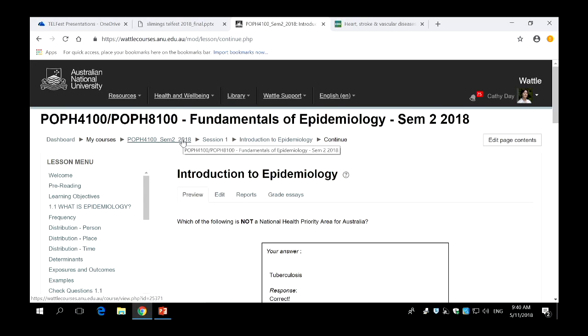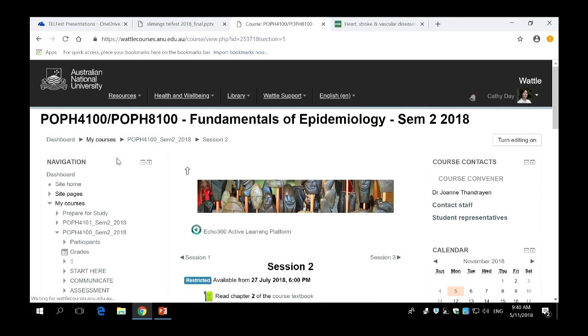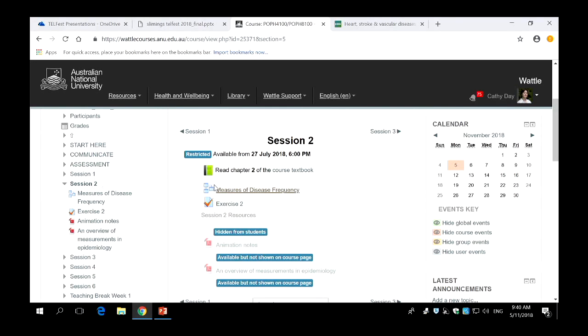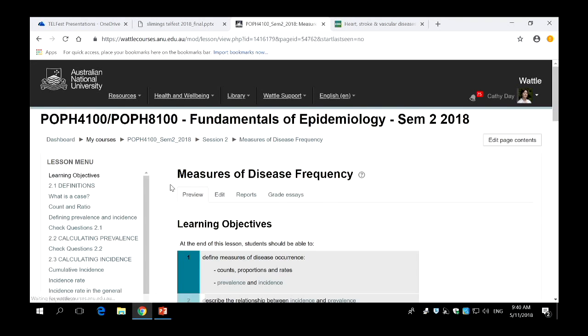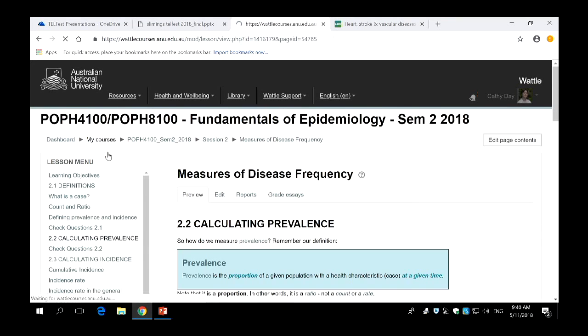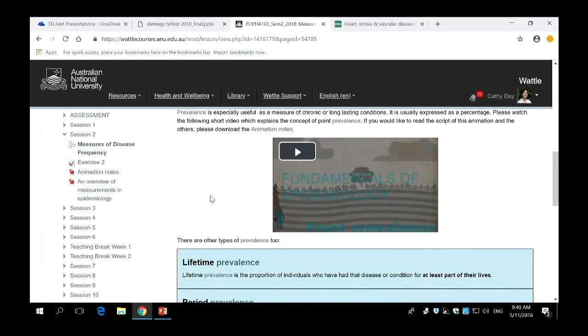So what I'm going to do now is talk about our animations very briefly. This is session two, measures of disease frequency. One of the things we found helpful is to embed animations that we created, myself and Erin Walsh. We're both from the Research School of Population Health, and we create animations that help people to learn some of the concepts.